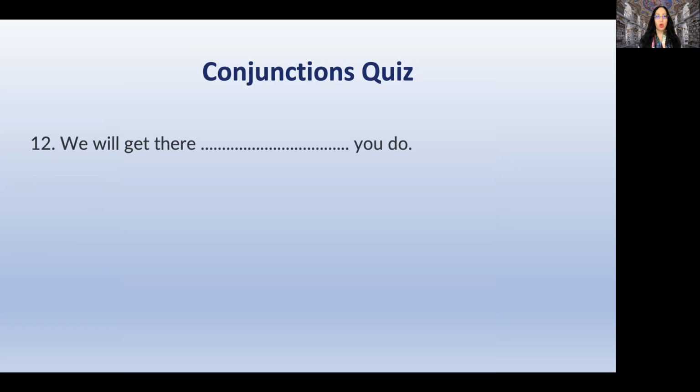What about this one? We will get there blank you do. We will get there sooner you do. Does that make sense? We will get there as soon as you do. Does that make sense? How about this one? We will get there as soon then you do. So what's the answer? Sooner, as soon as, or as soon then?